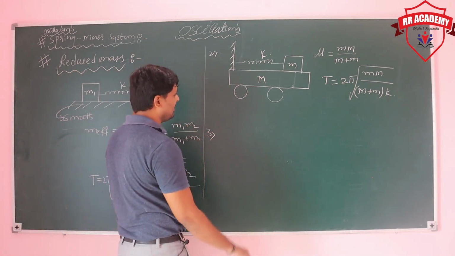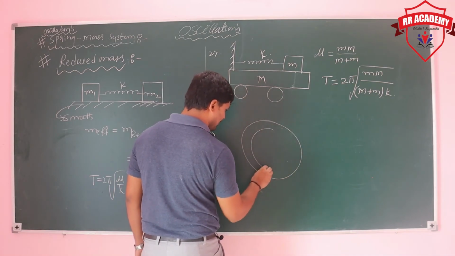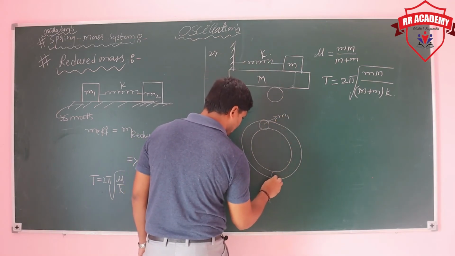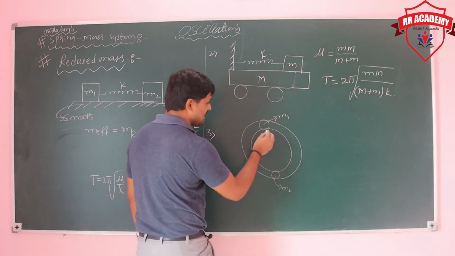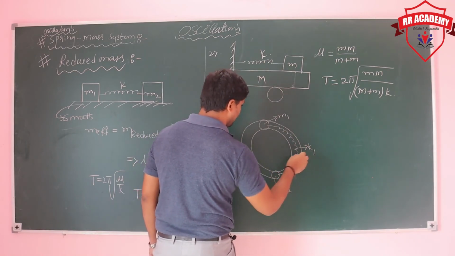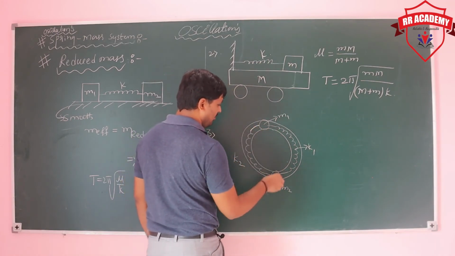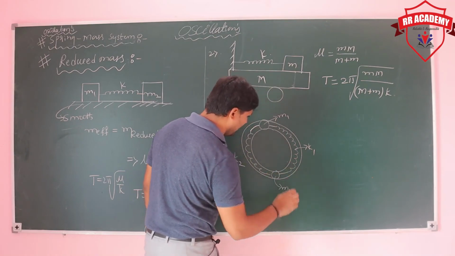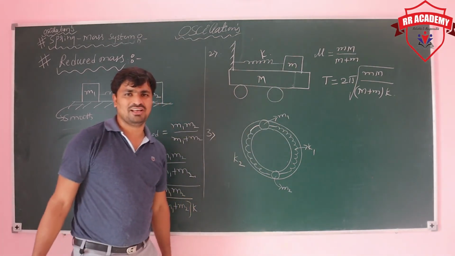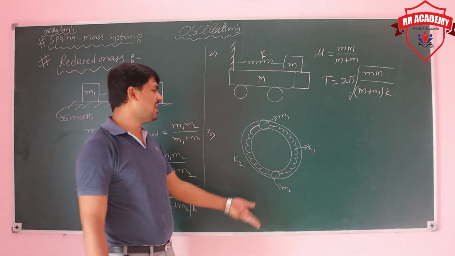In case you consider the third situation, there is a circular pipe. Here we consider two masses, frictionless, so they can move easily, and the two masses are connected by two springs of spring constants K1 and K2. Now what about the effective value? Here only one spring, so no problem. Here also only one spring, so no problem. But here two springs and two masses are there.